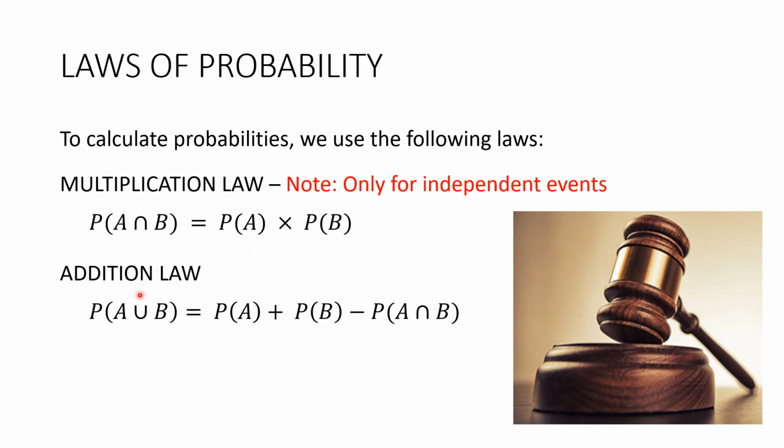The addition law states that the probability of A union B, or A or B or both, is equal to the probability of A plus the probability of B, take away the probability of A intersection B. Now it's important to note that if we have mutually exclusive events, in other words, there's no overlap between the two circles in a Venn diagram, no common elements, then this intersection is 0, and so our formula will be just reduced to the probability of A plus the probability of B.